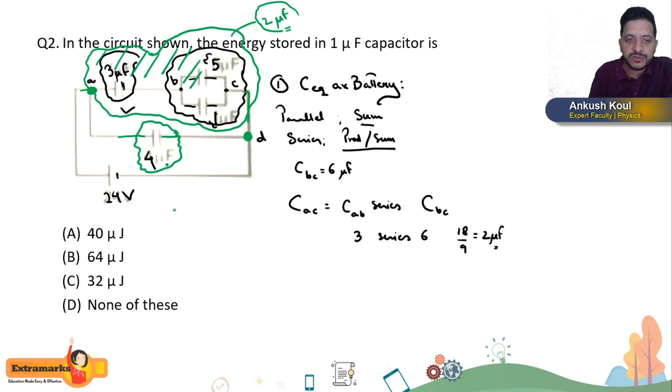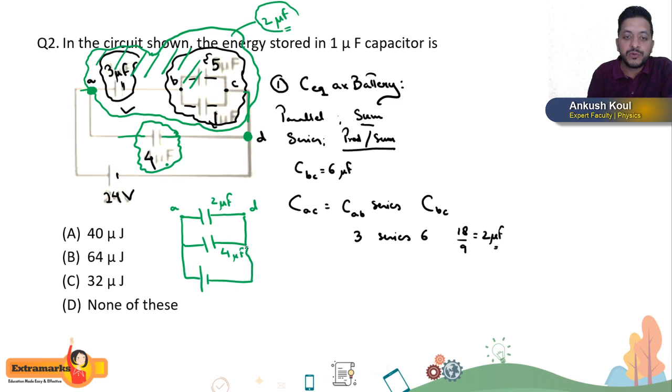I can also reduce this circuit and redraw this circuit in this form. I will say this is now reduced to one capacitor, 2 microfarad. This point is A and this point is D, and then I have one more capacitor which is how much, beta? 4 microfarad, right? And then there is this battery which is how much, beta? 24 volt. So now you can see that these two capacitors are now in what?